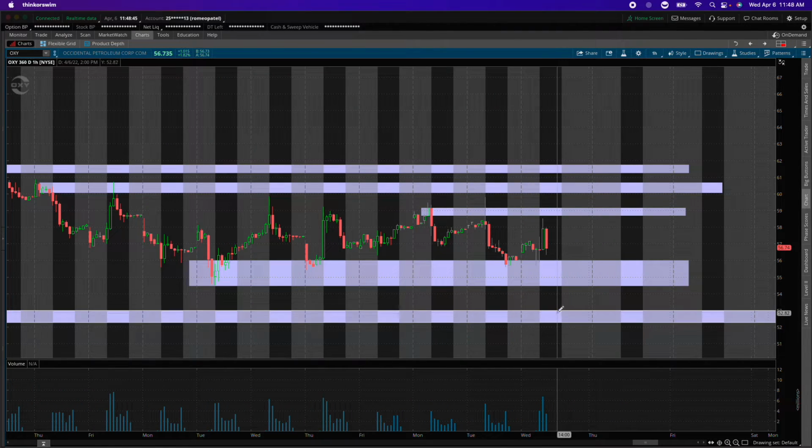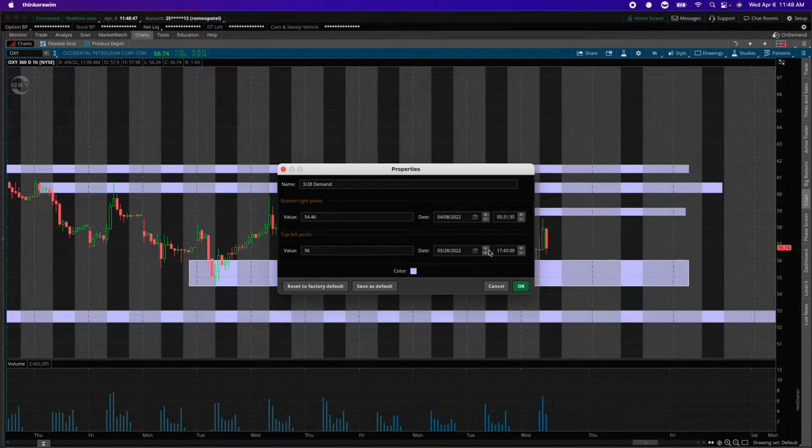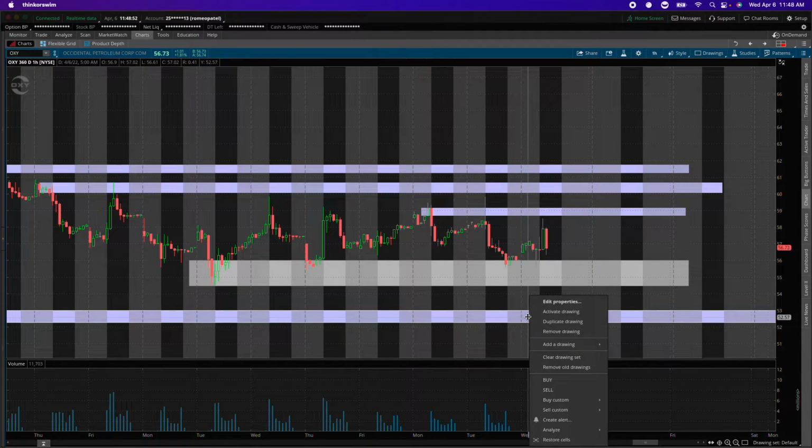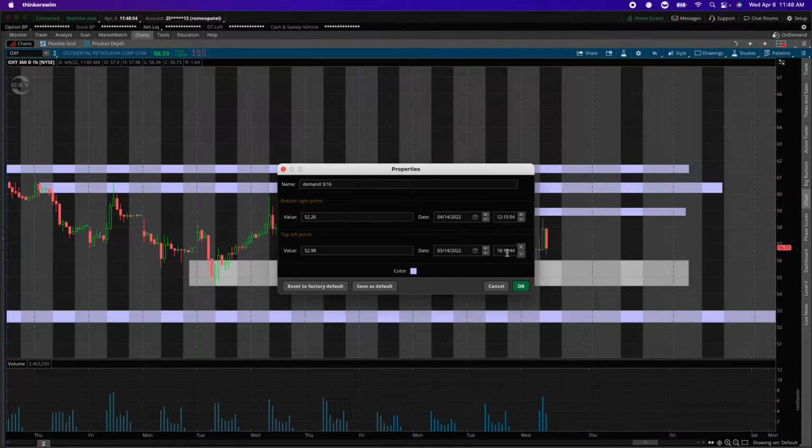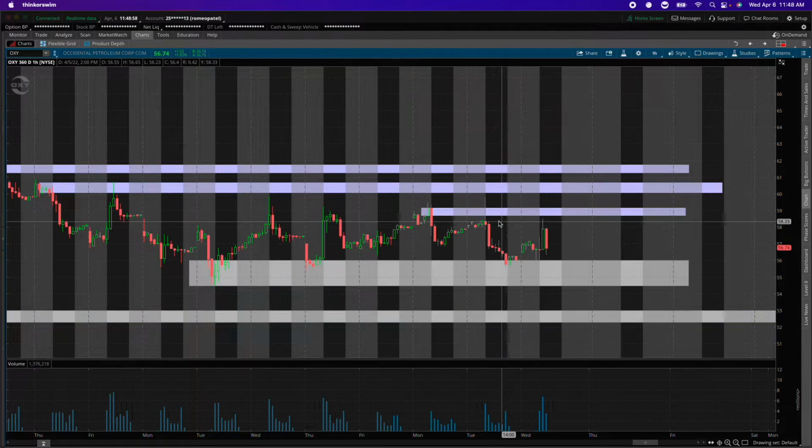So let me just edit this one out, and I'm going to make this into a different color so that way I don't get confused with my demands. And then always, right? Once it breaks through, say for instance, this breaks above it, this will become your support area. If it breaks below, this will become your resistance area. All right, so we did that.